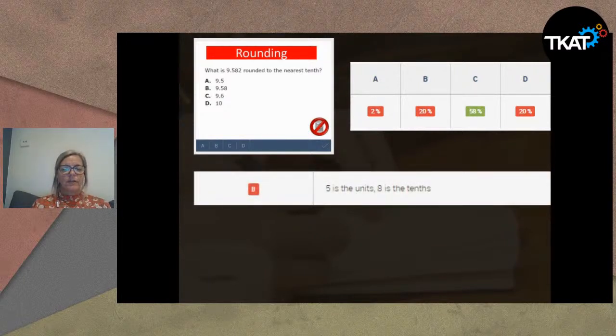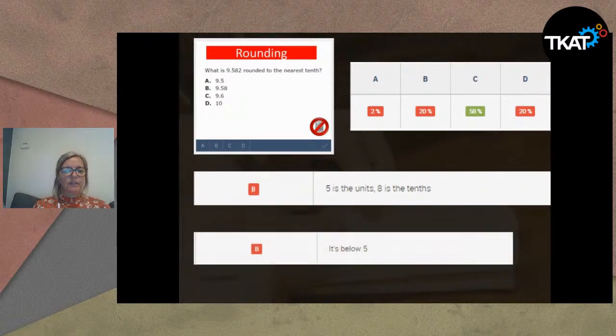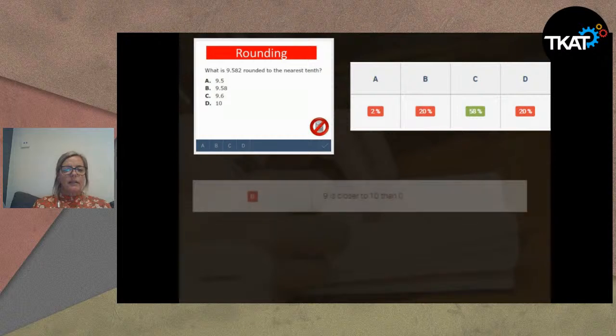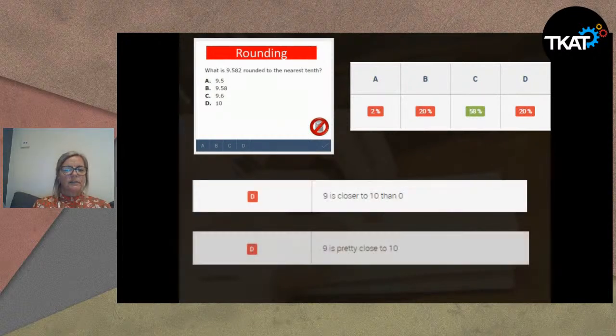Some children think that 5 is the units and 8 is the tenths. They clearly don't know their decimal numbers very well and the place value surrounding those. And those that said D, again, 9 is closer to 10 than 0. So they're really not considering the correct digit when rounding.